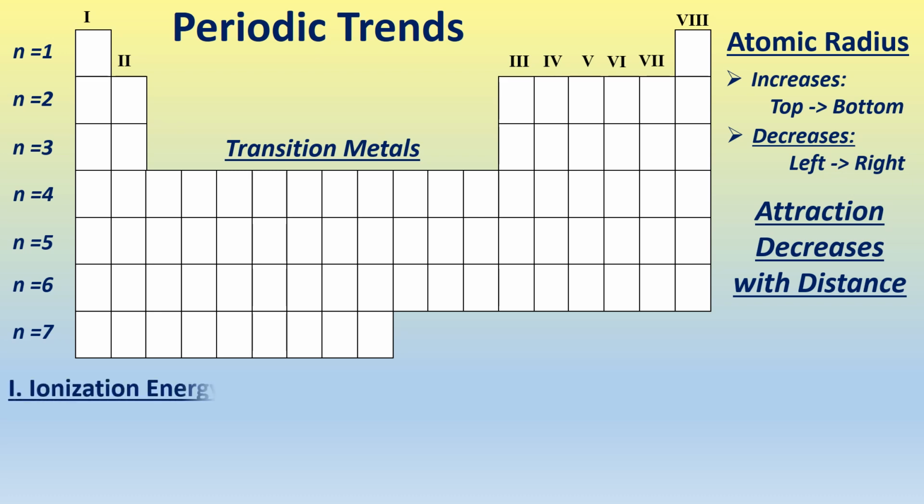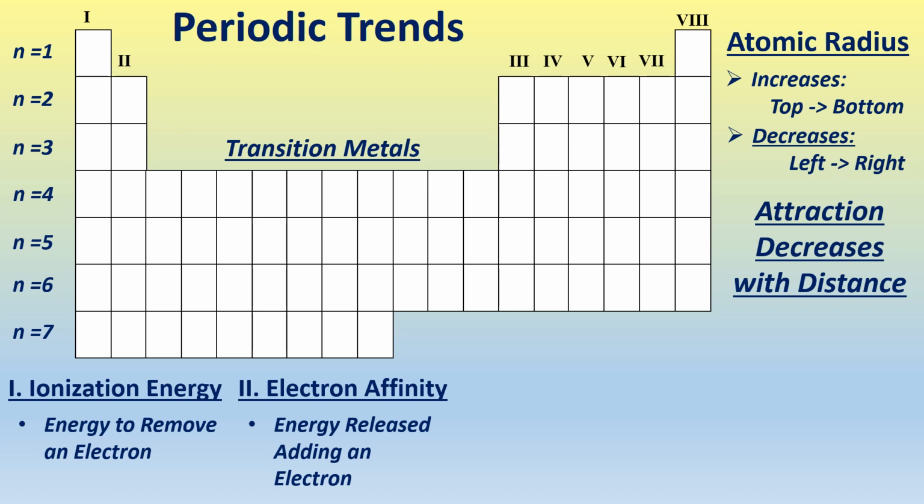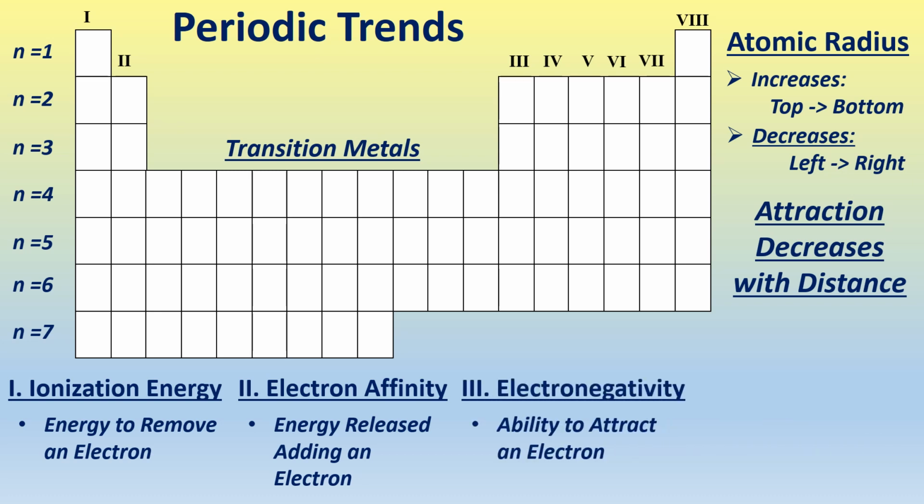The first of these is the ionization energy, the amount of energy required to remove an electron. The second, electron affinity, the amount of energy that's released when an electron is added. And thirdly, electronegativity, the ability to attract an electron.